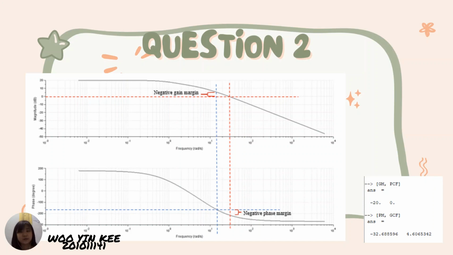The gain margin for this system is negative 20, the phase cross frequency is 0, the phase margin is negative 32.69, and the gain cross frequency is 4.61. As shown in this graph, this system has negative gain margin and negative phase margin. Therefore, the stability of this system is unstable.